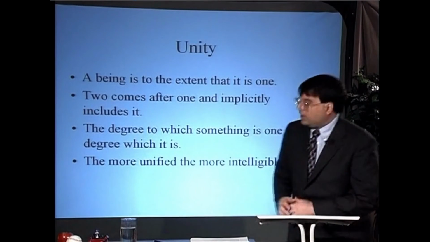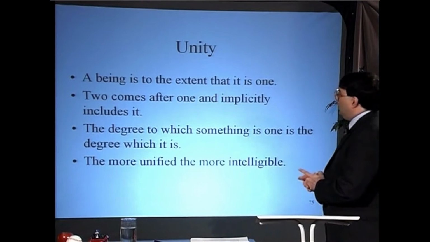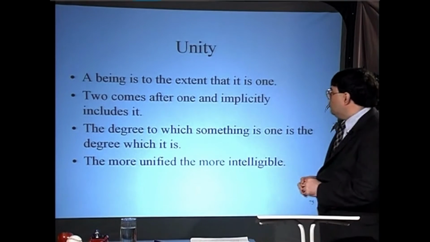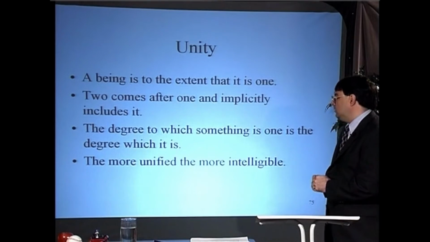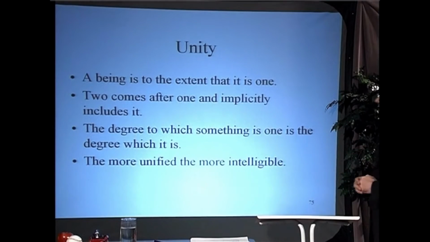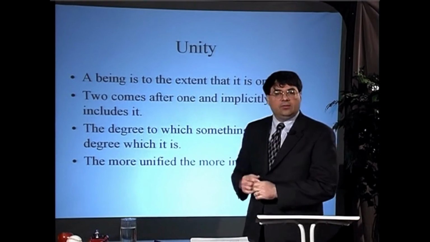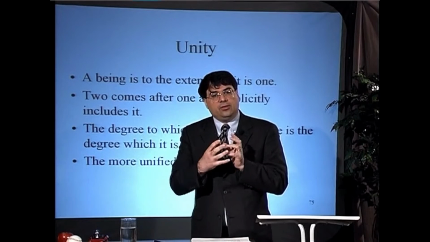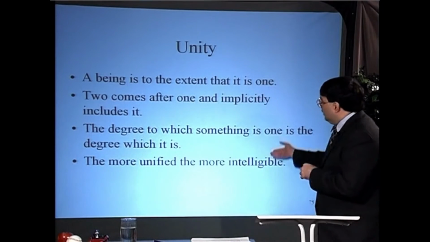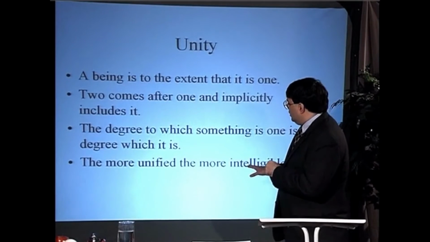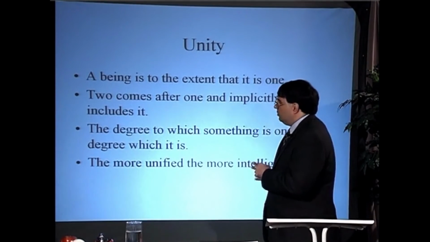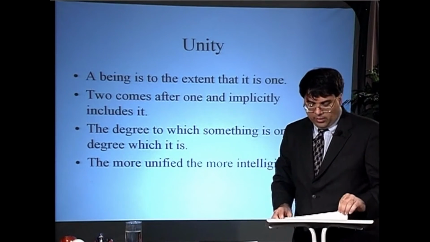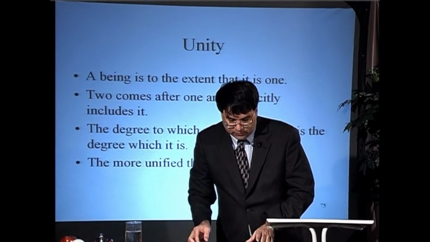So let's look at one of these, though. Unity. A being is to the extent that it is one. Two comes after one and implicitly includes one. So the degree something is one is the degree that it is. The more unified a thing is, the more intelligible it is. The more interactions or interrelations between one thing and another within a thing, the more intelligible it is. Here we see the interchangeability of unity, intelligibility, and being, three of the transcendentals. We'll talk about this more later. This is a very important point of trying to tackle being by looking at it from different perspectives.